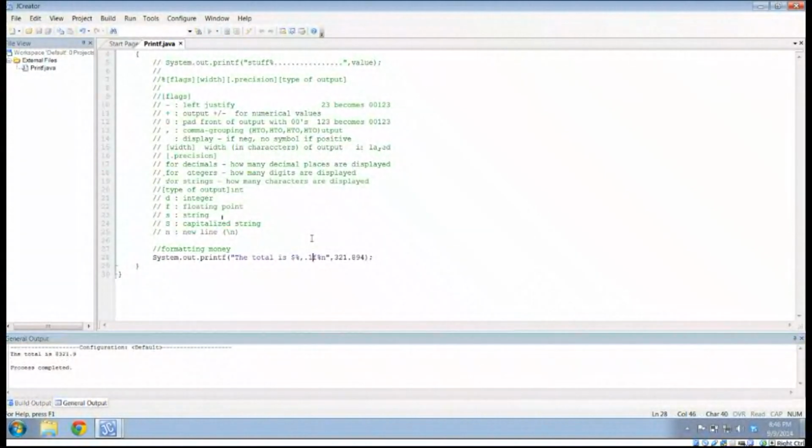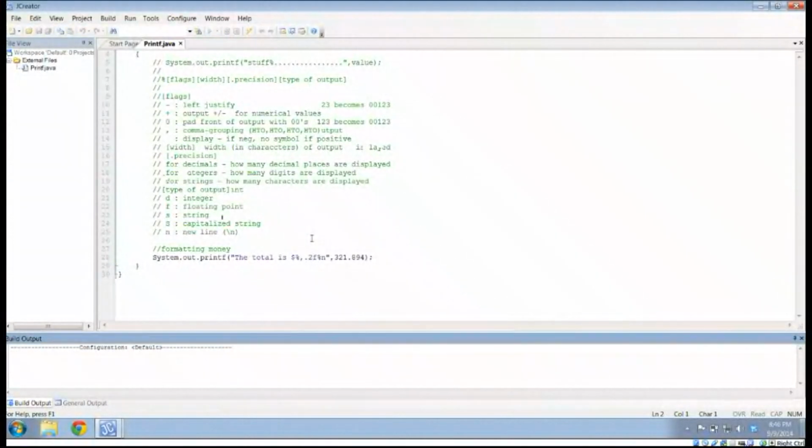If I make that a 1, then what happens is it's going to round to 1 decimal place, and I should see 321.9. If I make that a 3, then I end up getting all of the decimal places here, and so I'll see the 0.894. So I can get a lot of formatting there. But of course, for our system, we typically use money with 2 decimal places.